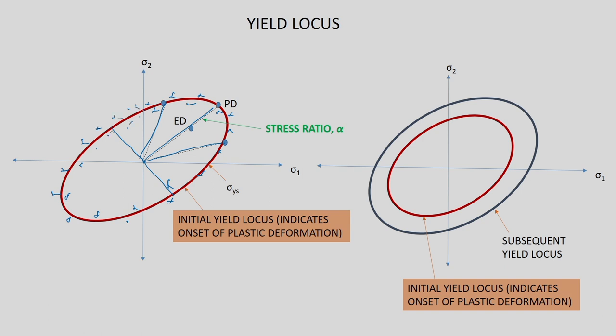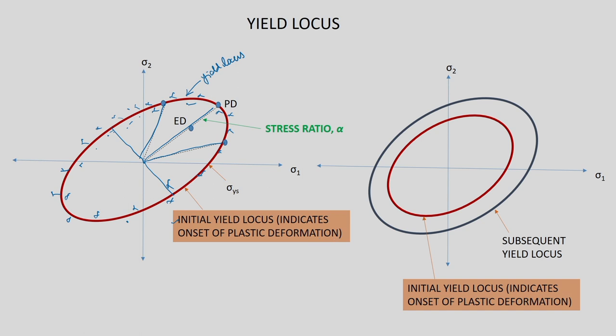Then I am going to draw some sort of a smooth curve, and it looks like this, the red color one, and this is what we are going to call a yield locus. I have just written here, initial yield locus, which indicates onset of plastic deformation.